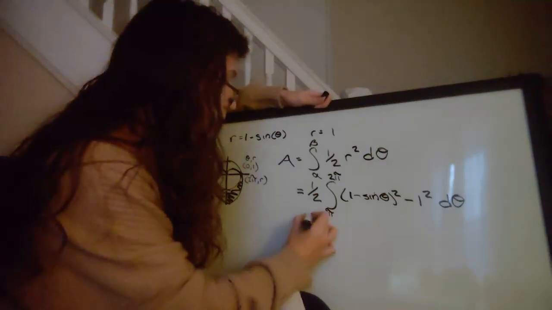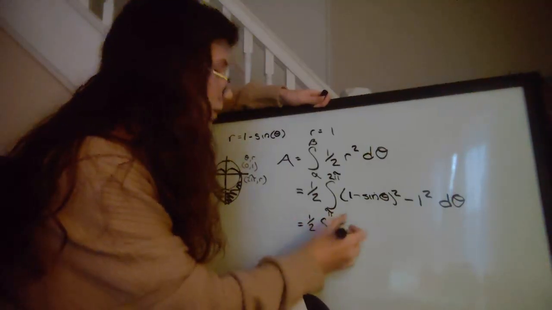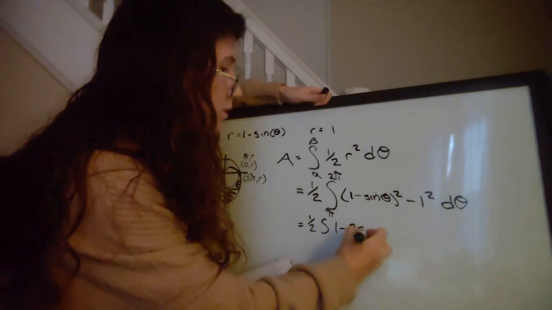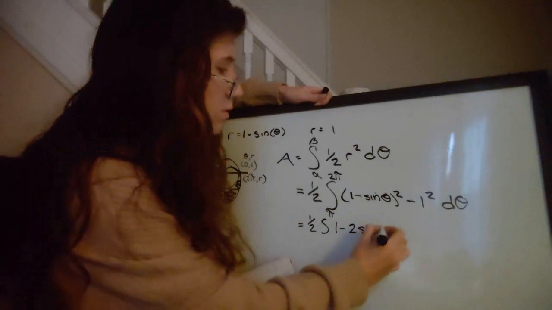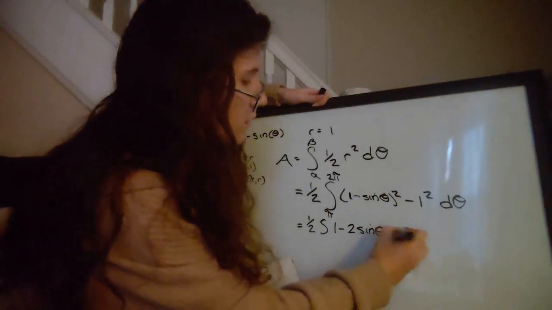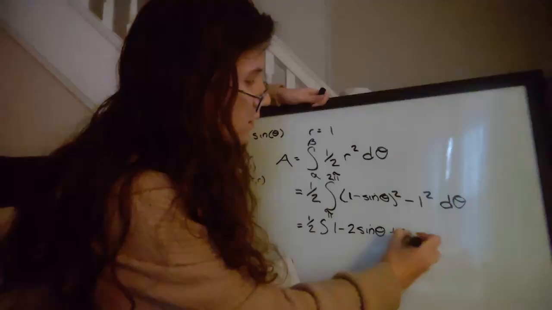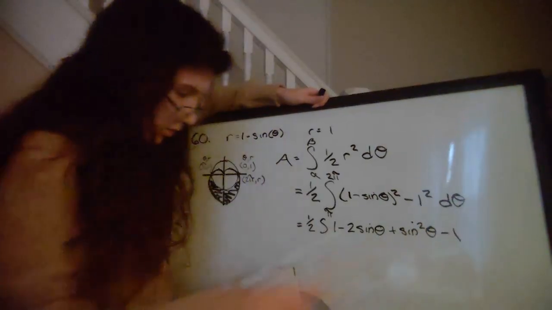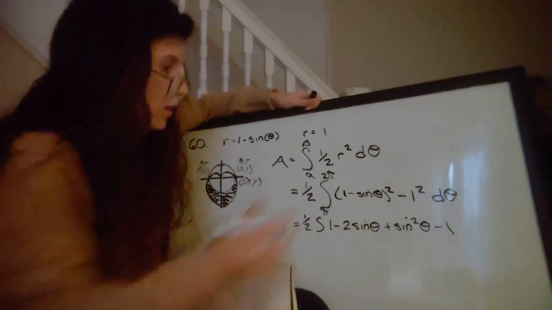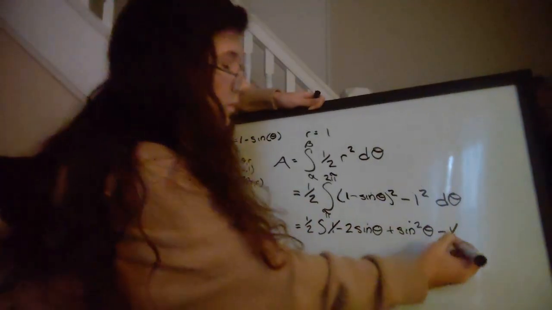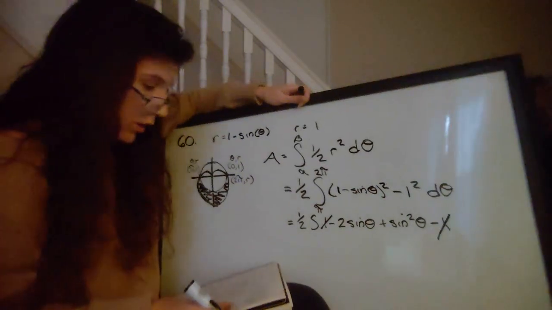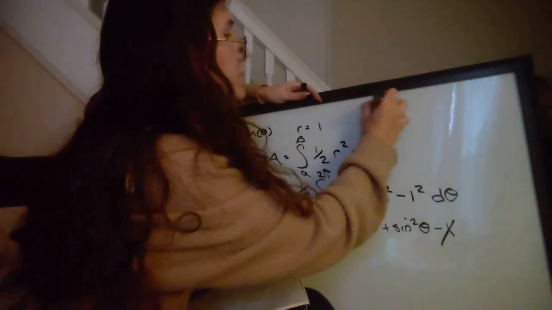So this will be 1 minus 2 sine theta plus sine squared theta minus 1, which is nice because those actually end up canceling. And then it is the identities. I'm going to put these up here.